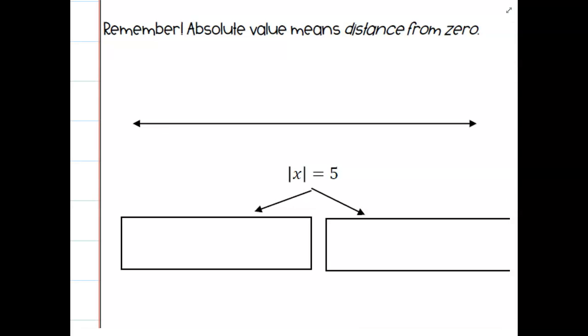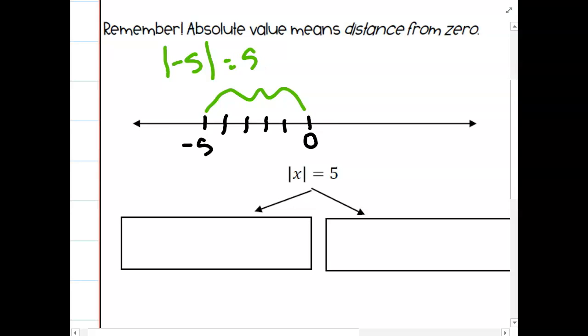It's distance from zero. So, for example, if I'm talking about the absolute value of -5, I've got 0, and then 1, 2, 3, 4, 5. I've got -5. The absolute value of -5 is how many steps it would take you to get from -5 to 0, which is 5. So the absolute value of -5 is 5.